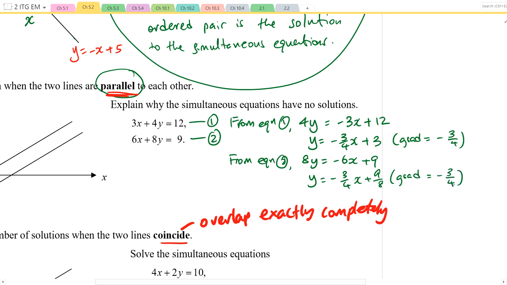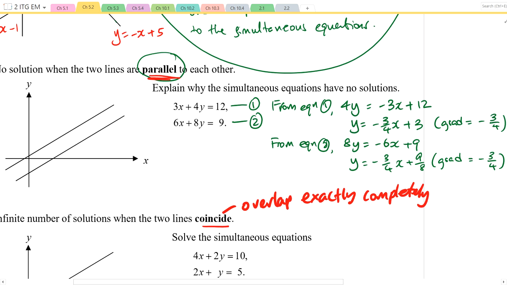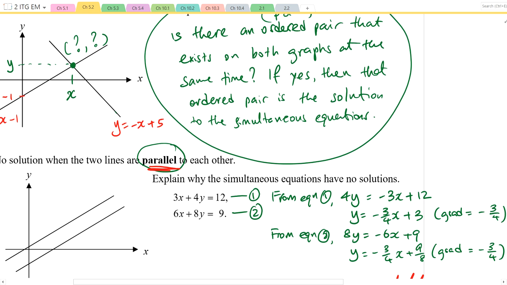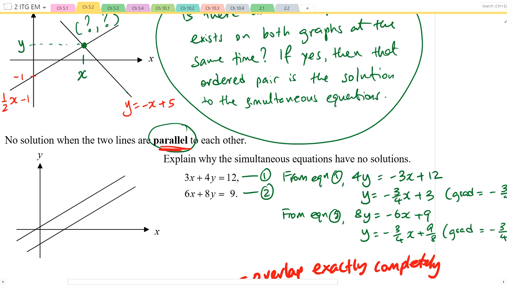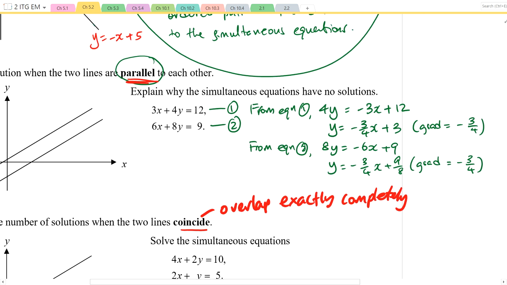Now since these two lines have the same gradient, they are parallel. Therefore, they cannot intersect each other. So is there an ordered pair that exists on both graphs at the same time? No, there isn't any point that exists on both graphs at the same time. Therefore there is no solution.